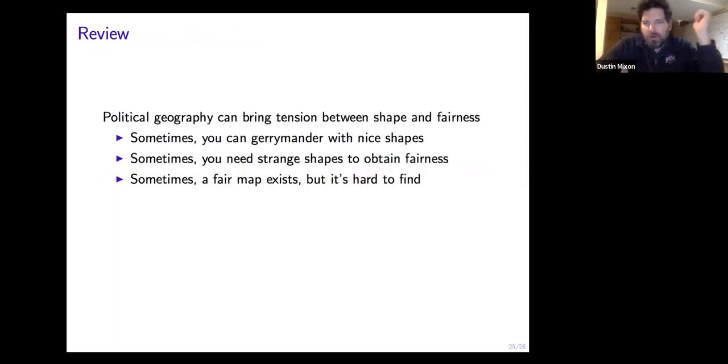Cool. So overall, there's this tension between shape and fairness. It turns out that it's possible to gerrymander with nice shapes. So if you want to avoid landing in the news, you can still help your party out at the expense of the people. Also, sometimes you need strange shapes in order to get fairness. If you think of fairness as the number of votes resembling the number of seats, sometimes you're going to have to draw a strange shape to get that. That's probably what Massachusetts would have to do in order to get 30% of their seats to go to the red. And then sometimes there is a fair map amongst compliant maps, but it's hard to find.